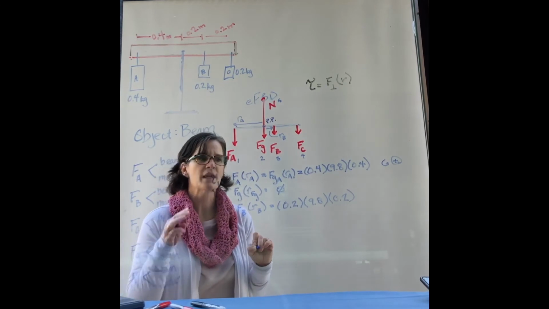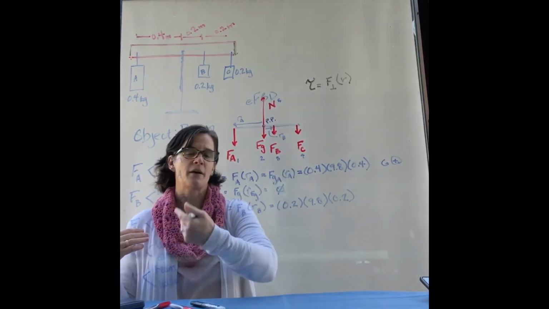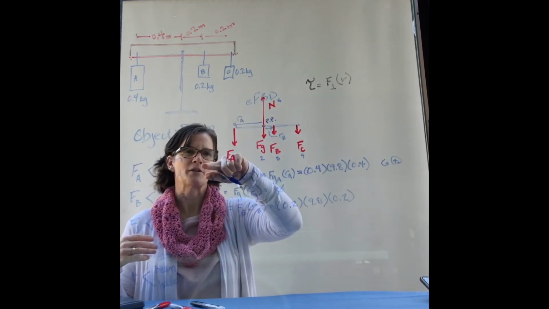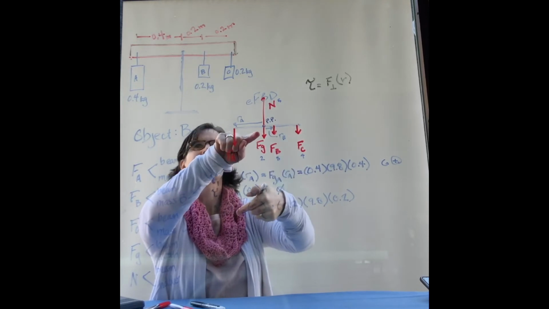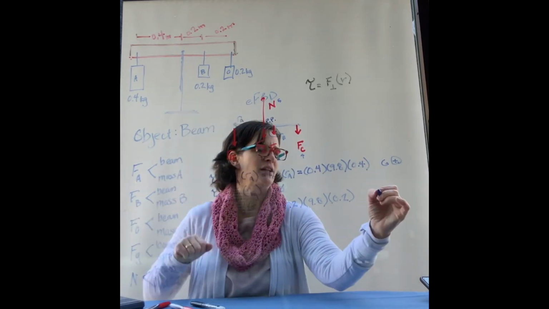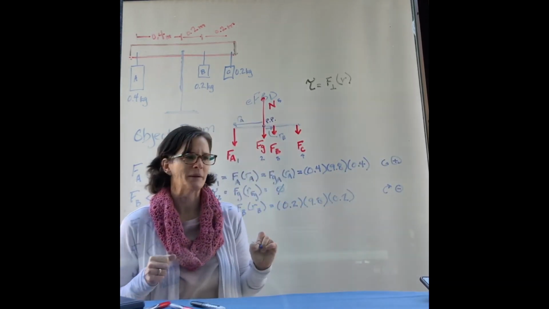And then again, we want to think about, is it counterclockwise or clockwise? Will this force cause a rotation in the clockwise direction or the counterclockwise direction? Well, if I'm anchored at my pivot point, force B is trying to go in the clockwise direction. So that's that way. That's a negative torque.